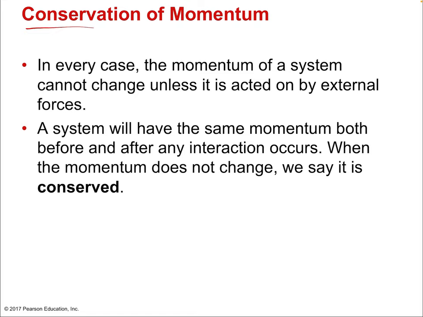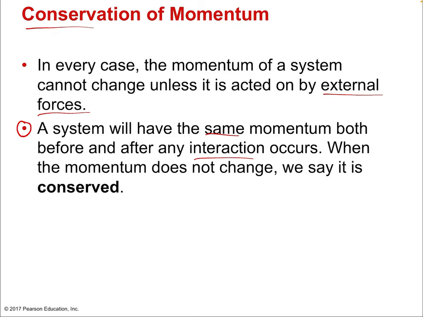In every case, the momentum of a system cannot change unless it is acted upon by an external force. To review the difference between an external force versus an internal force, look at the previous lecture. As long as there is an external force, momentum can change. But this statement can also be read as: if there's not an external force, then momentum can't change. So a system will have the same momentum both before and after any interaction, like something that happens without any external force, an explosion, for example.